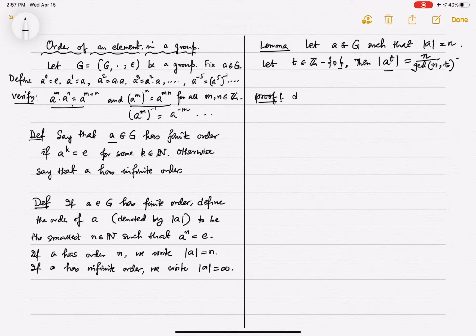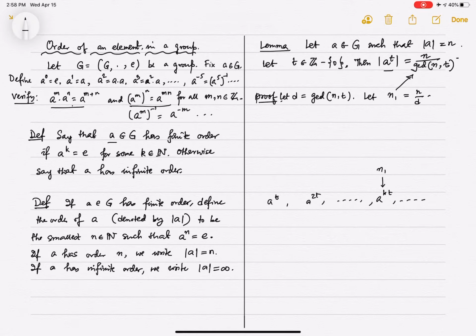Let me call d the GCD of these numbers n and t, and let me write n1 to be n divided by d. So n1 is this number up here. I want to show that a to the power t has order n1. Meaning, if I take the positive powers of a to the power t, the first time that I'll see one of these elements become identity is when k is n1.